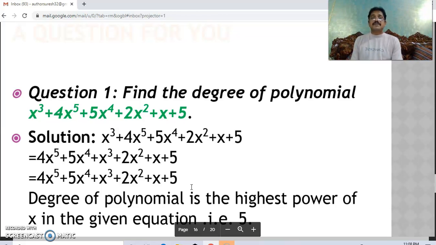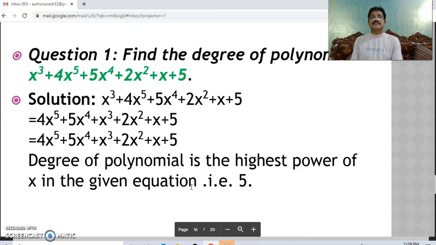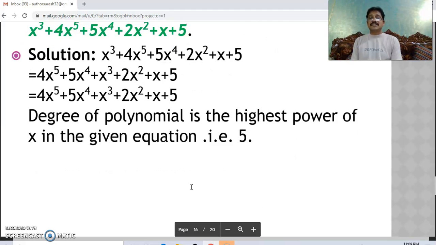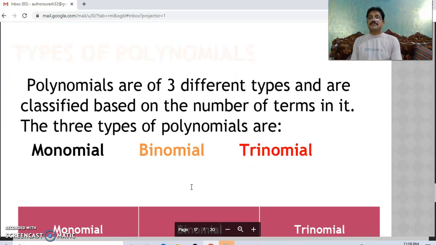Okay, now I'm giving a small question for you to try. Find the degree of the polynomial x^3 + 4x^5 + 5x^4 + 2x^2 + x + 5. Very important: first you have to write it in ascending or descending order according to the degree of the terms. So 4x^5 + 5x^4 + x^3 + 2x^2 + x + 5, that's descending order. Then the degree of the polynomial is the highest power of the variable x. So here the degree is the answer. Yeah, that's good.